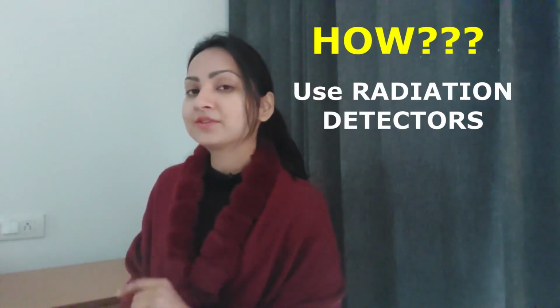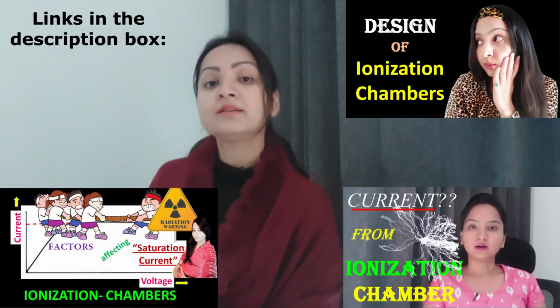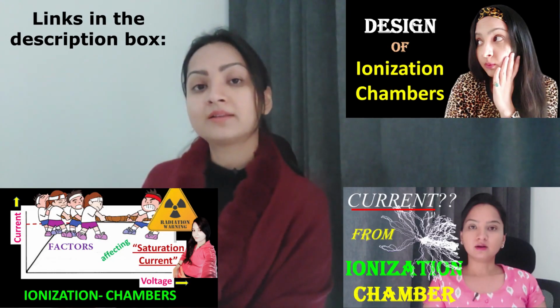How? Use radiation detectors. So there can be many types of radiation detectors. We started with the gas-filled radiation detectors, an example of which is an ionization chamber. We had already discussed in detail the basic design and the current that we obtain from an ionization chamber.